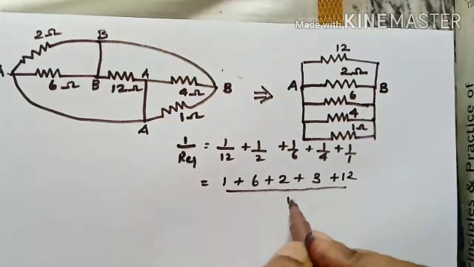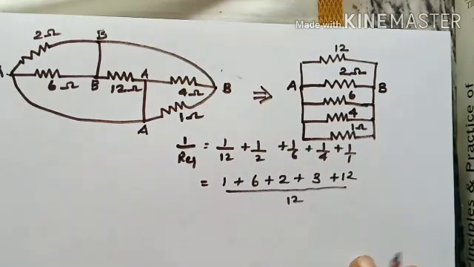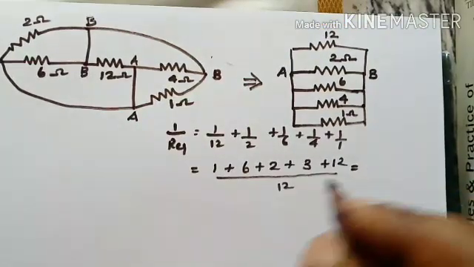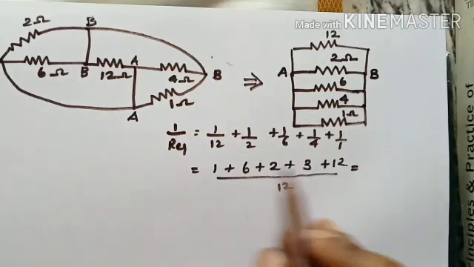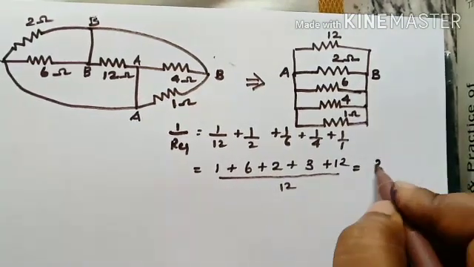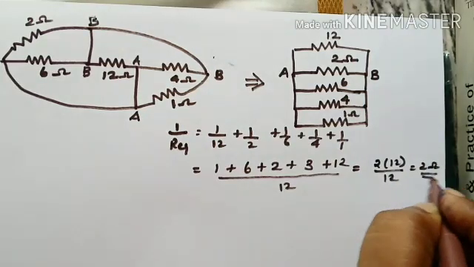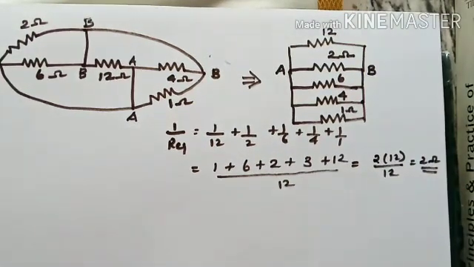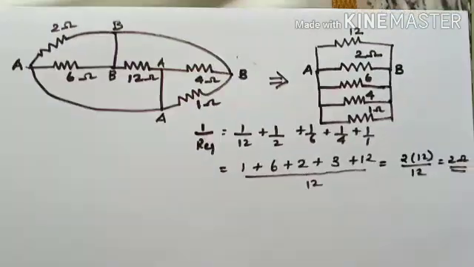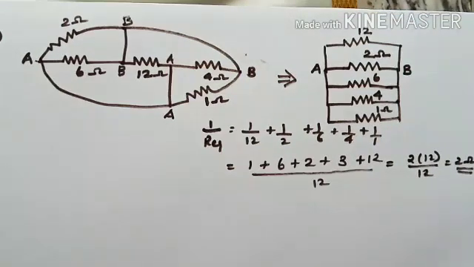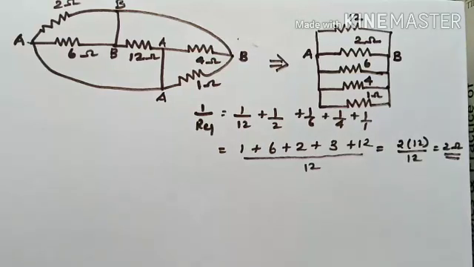Don't ask me how the LCM is taken. You are 12th class students. So this is 8 plus 9, then 12, 12 plus 12, that is 2 into 12, that is twice, divided by 12, so the answer is 2 ohm. So the equivalent resistance is 2 ohm. Simple? Right. Now let's move on to the second simple resistive circuit.